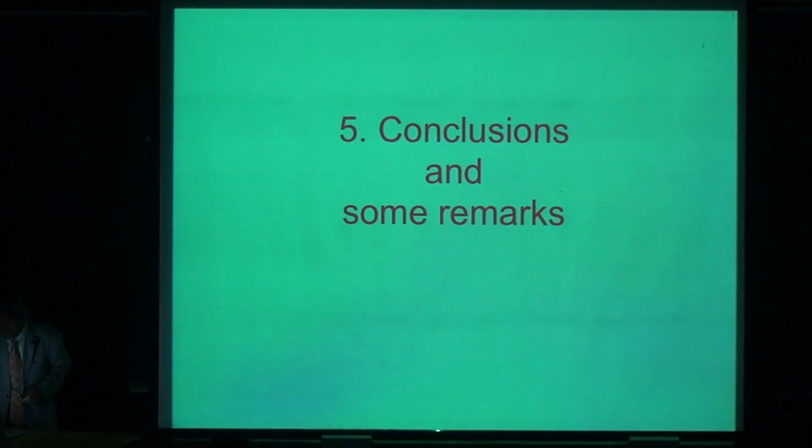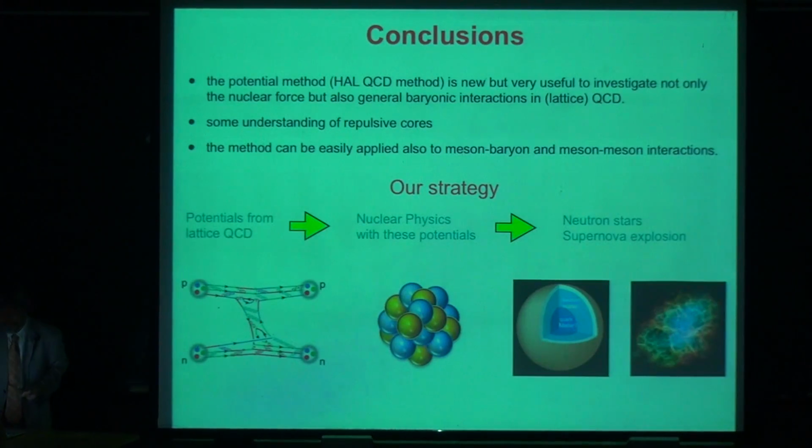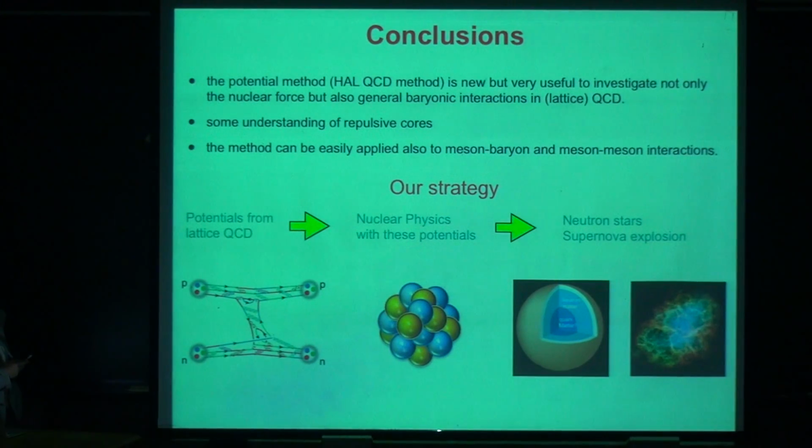So let me conclude. The potential method, or what we call the HAL QCD method, is new but very useful to investigate not only the nuclear force, but also general baryonic interactions, including omega-omega, numerically. So this description gives some understanding, not complete, but some understanding of the repulsive core. The method can be easily applied also to meson-baryon or meson-meson interactions. And some postdocs and students are working on these new areas.